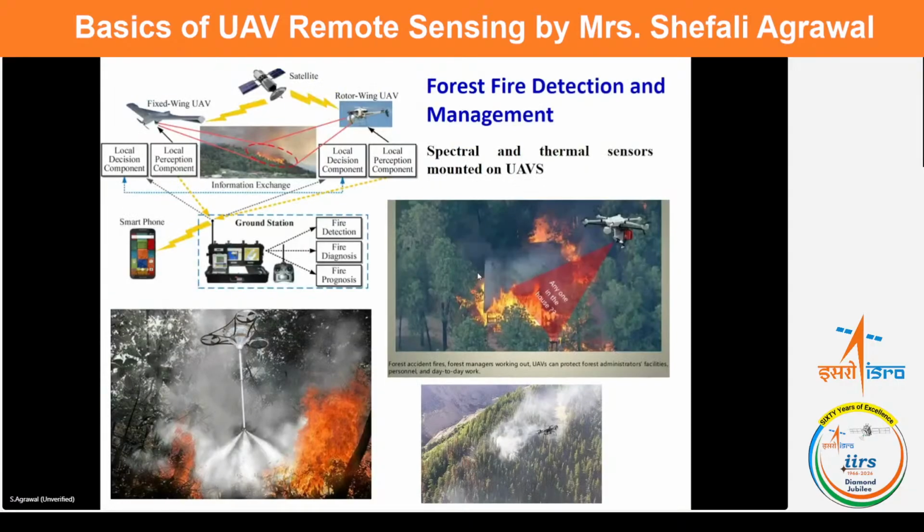In forest fire detection and management, drones equipped with thermal sensors can detect where the source of the fire is. You can also mount sprayer payloads on the drones, and they can effectively reach areas that are not reachable by road and extinguish the fires. So it can be used for effective fire management.